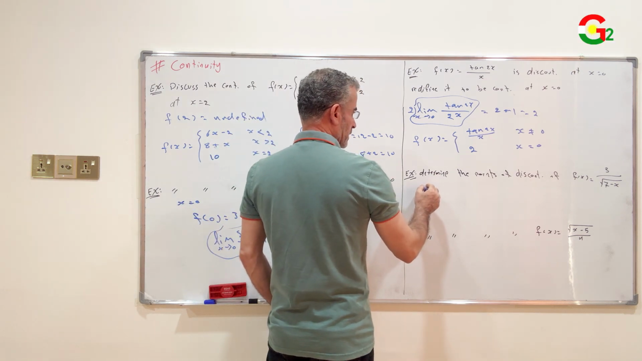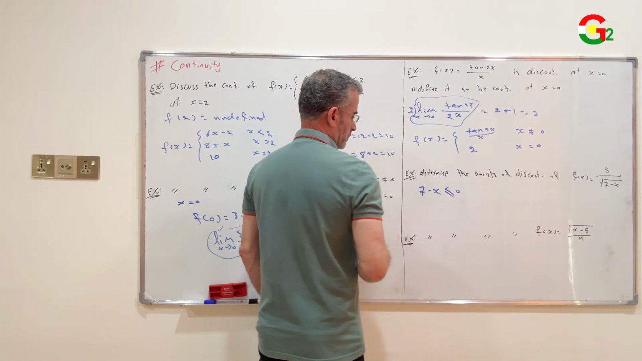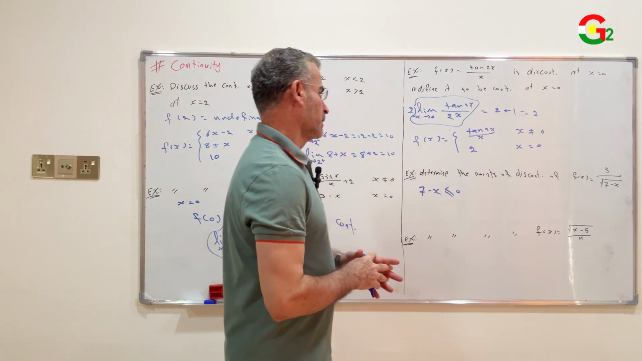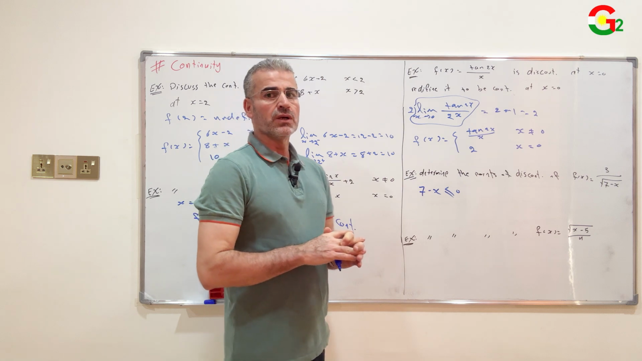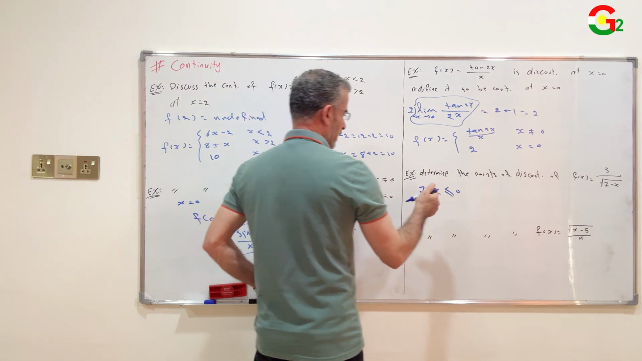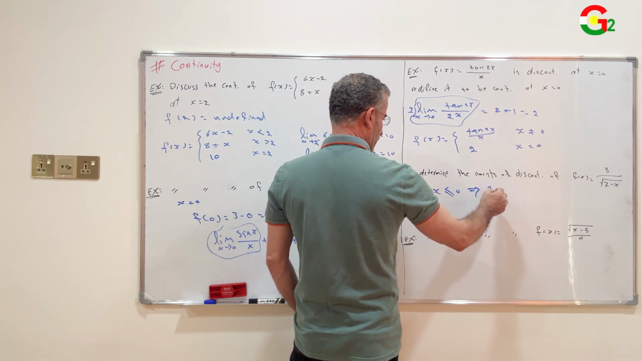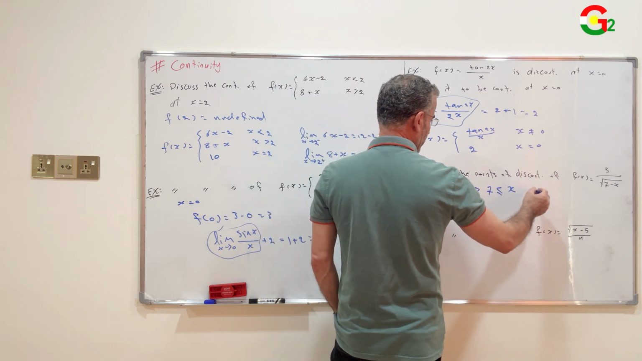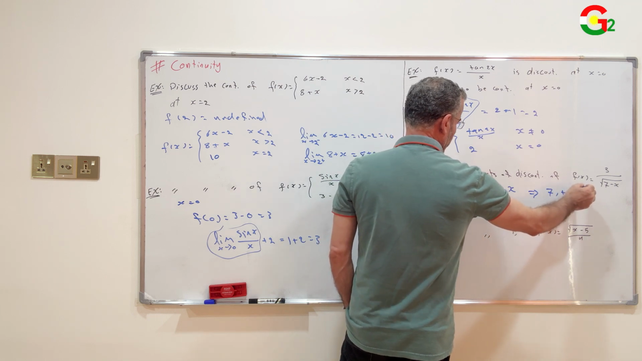So I'll set 7 minus x less than or equal 0, because this point makes the root undefined, and also since it is in the denominator, 0 gives me an undefined term. Now solve this inequality to find the value of x. x greater than or equal to 7, it is 7 to positive infinity.